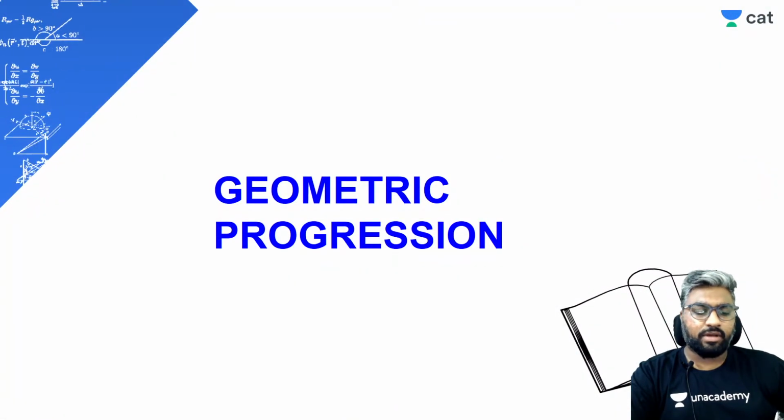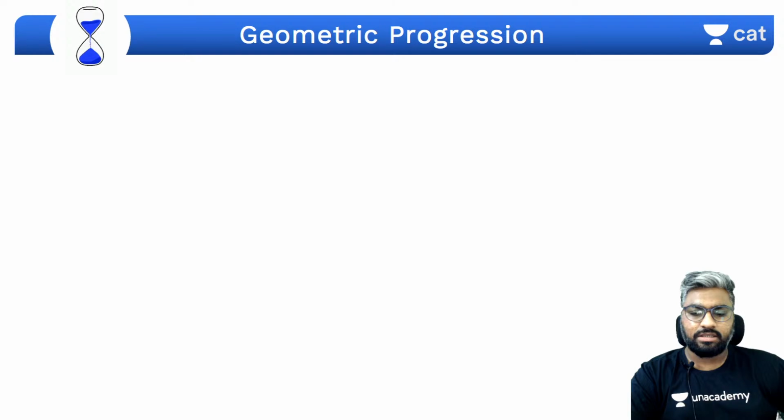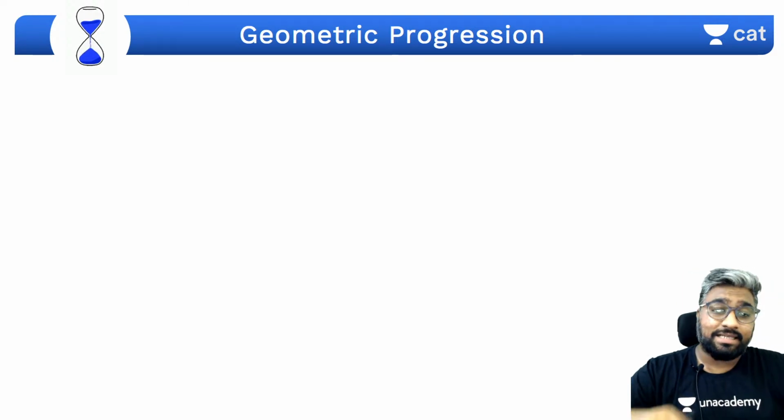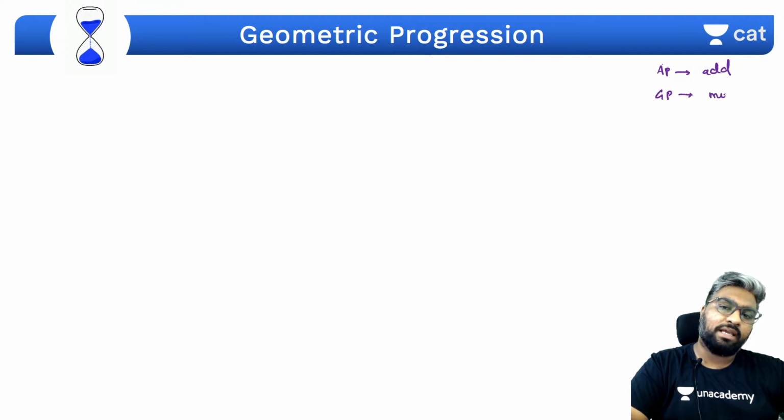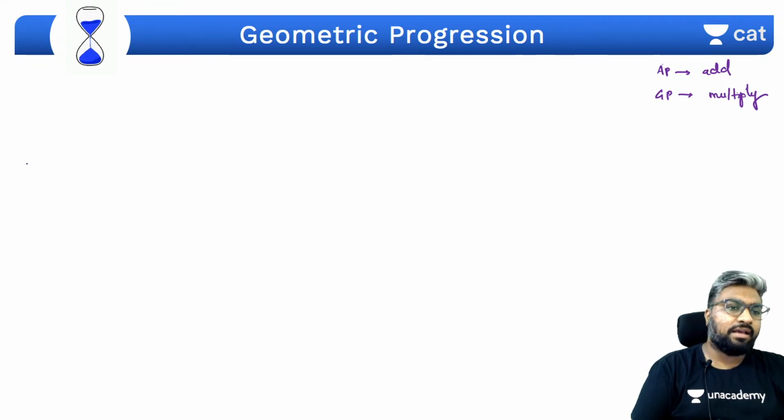So let's talk about geometric progression. The concept behind geometric progression is pretty direct. In arithmetic progression, we add the same term to the previous term; in geometric progression, you just multiply. That's it, that's the simple idea behind it. For example, if I take 2, and multiply it with a number, the next term is 6, the next term is 18, the next term is 54.